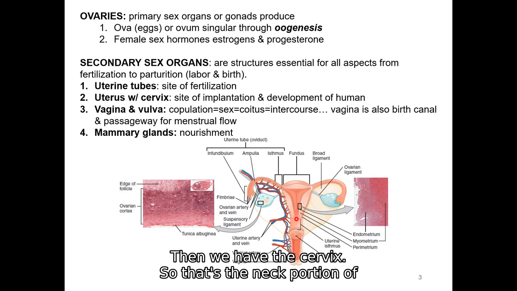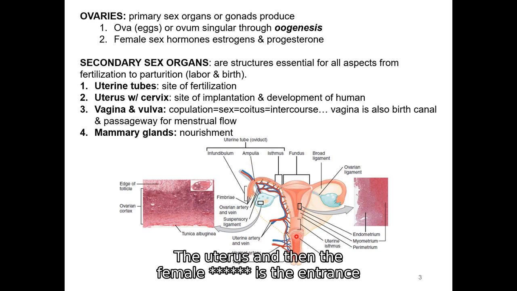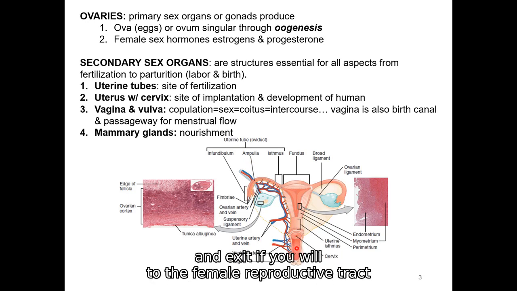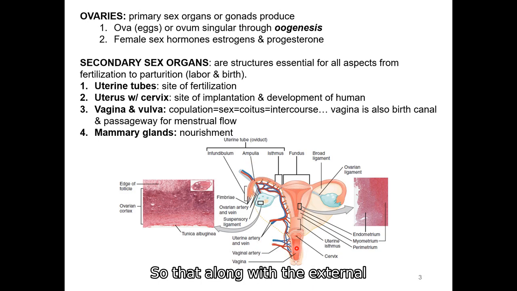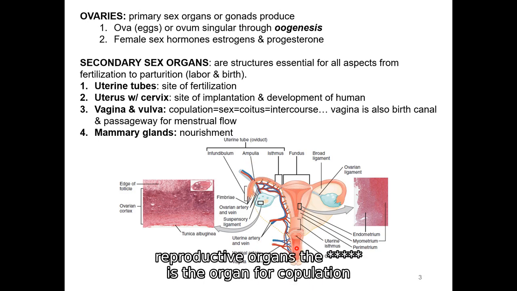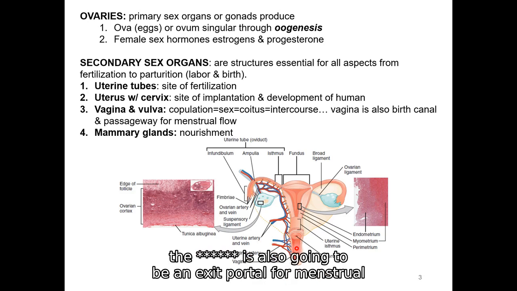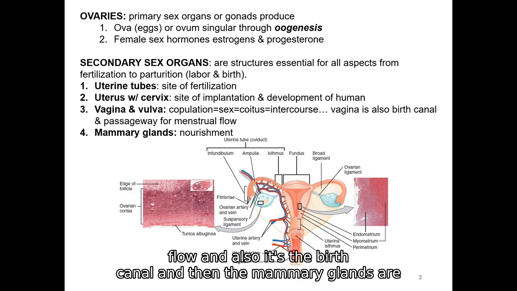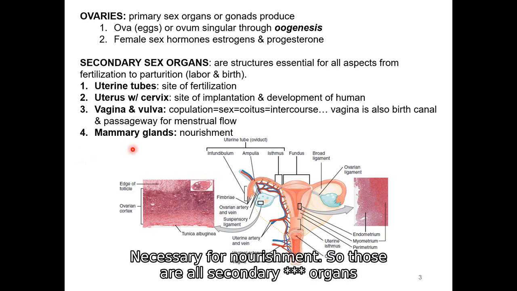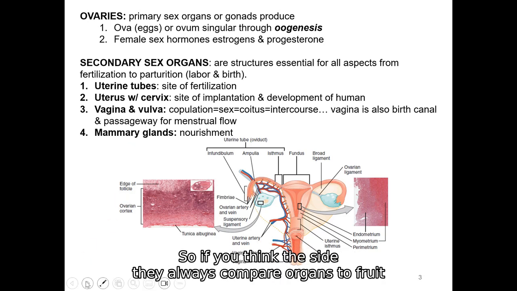Then we have the cervix, so that's the neck portion of the uterus, and then the female vagina is the entrance and exit, if you will, to the female reproductive tract, so that along with the external reproductive organs, the vulva is the organ for copulation. So copulation, sex, coitus, intercourse, whatever word you like to use. The vagina is also going to be an exit portal for menstrual flow, and also it's the birth canal. And then the mammary glands are necessary for nourishment. So those are all secondary sex organs.